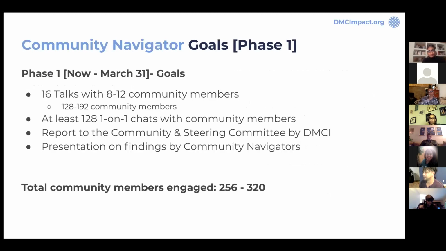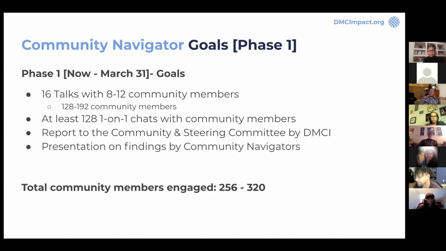This is the last slide, so I'm wrapping it up. But the Community Navigator goals for this phase 1 side of things, like I said, this is just summarizing everything, adding it up, and letting you know what we're doing. 16 talks with 8 to 12 community members at each of those talks. That means we're going to engage around 128 to 192 community members at the lowest there. There's going to be at least 128 one-on-one chats from the 8 conversations that each of the 8 navigators are having per month.